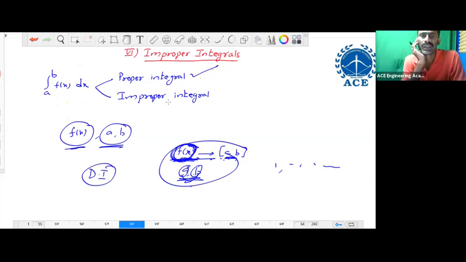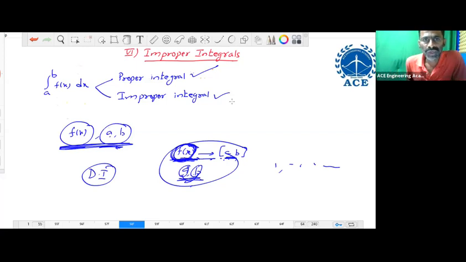Out of f of x, a and b, if any one is infinite, or all are infinite, or some are infinite, then the integral is improper integral. That's it. Definite integrals are two types. One is proper, the other one is improper. The proper and improper depends on the function and the interval. So the condition for proper is the function should be finite, that is, the value of the function should be finite inside the interval, and also limits should be finite. That's all. Function finite, limits finite, proper integral, otherwise improper integral.